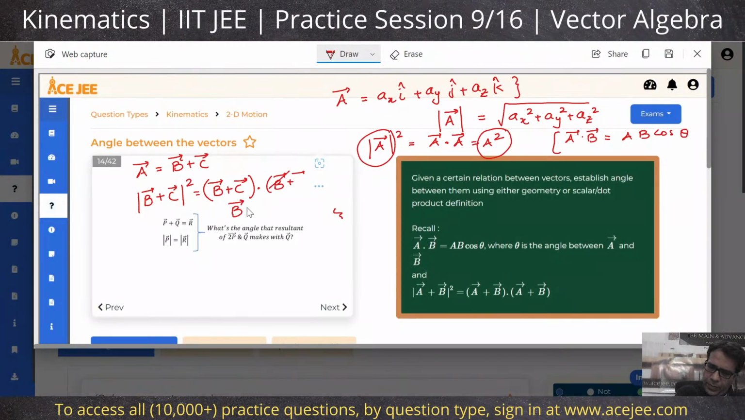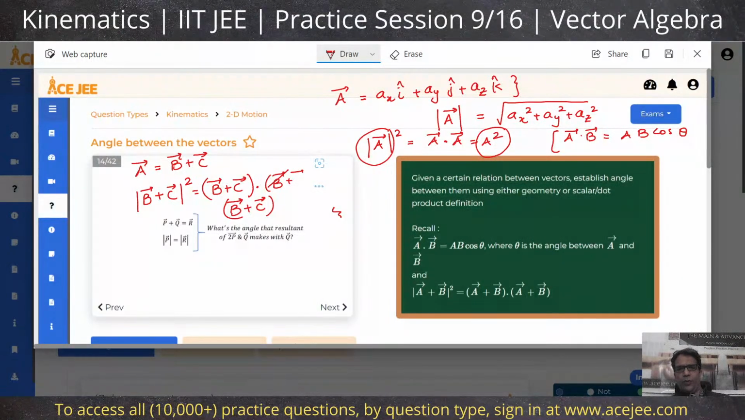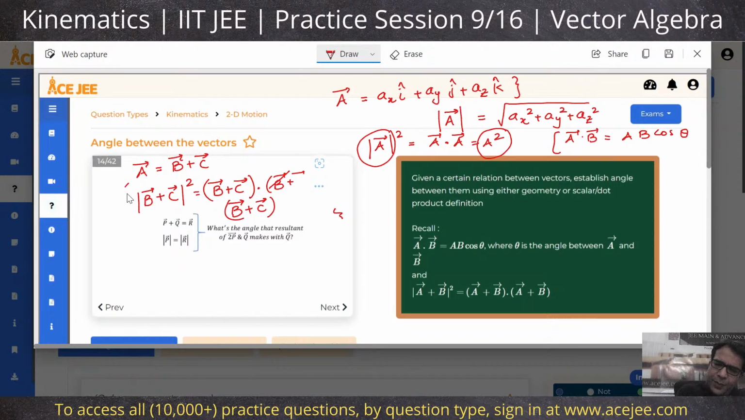So B plus C, correct? Now, the one that I just wrote is really more helpful. So let's take this example, which is, I believe, a question from JEE Main in the last couple of years. The question is, if you are given that the sum of two vectors P plus Q is equal to the R vector, and you are given that the magnitude of the P vector is equal to the magnitude of the R vector, the question then says, what's the angle that the resultant of 2P and Q makes?